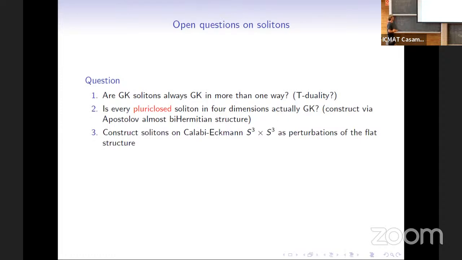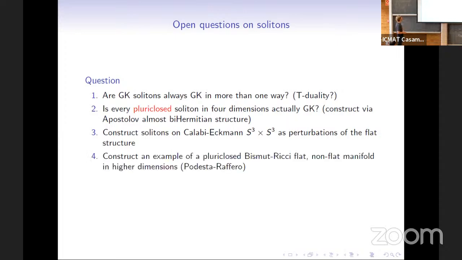Some dream. I wonder also, is it possible to construct solitons on this Calabi-Eckmann S3 cross S3 where you perturb the flat structure? Also, I maybe mention here again, to connect with this Podesta-Ferro thing from yesterday, we really still don't have a pluriclosed Bismuth-Ricci flat, non-flat manifold in higher dimensions. We don't know an example of this. They constructed examples of real Bismuth-Ricci flat, but yeah.